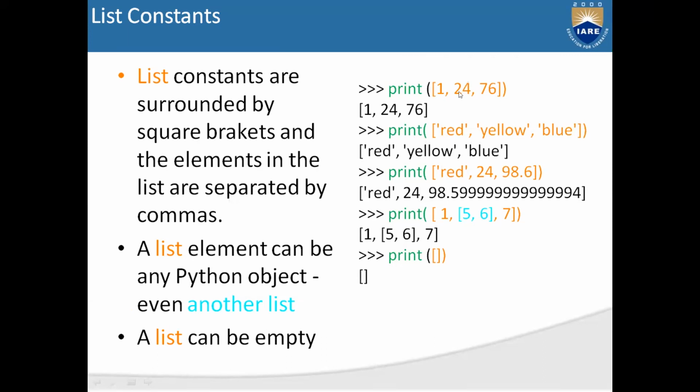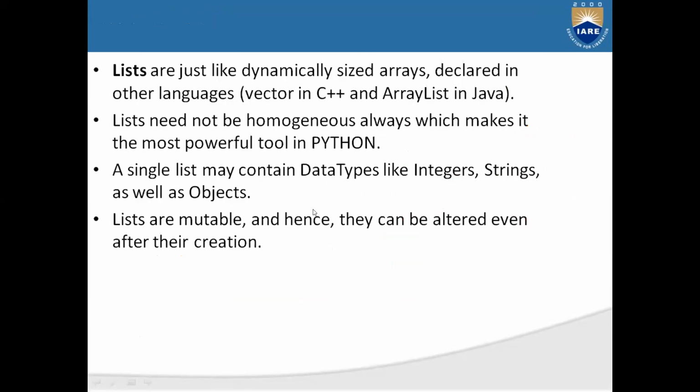You observe here 124, 76, all are integers, so it may be homogeneous. Red, yellow, blue, all are strings, homogeneous. But here one of them is an integer, one is a string, one is a floating point. So non-homogeneous is also possible. If you want, you can use homogeneous, but a collection of non-homogeneous elements can also be termed a list, which is enclosed within square brackets, and each element is separated by a comma. Just up to that you understand.